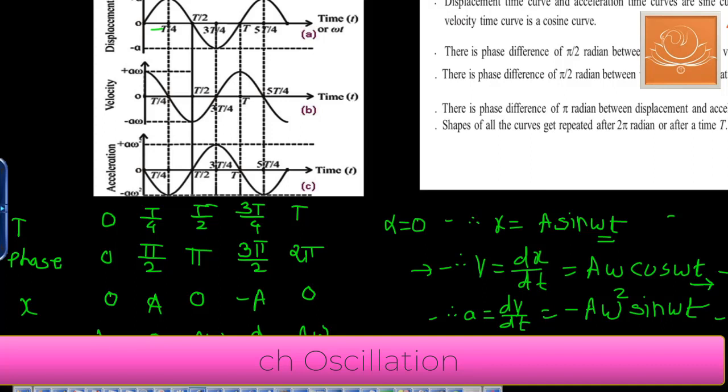Now lastly, acceleration. At 0 phase, acceleration is 0. At pi by 2 phase, acceleration is minus a omega square. Substitute the value of omega t equal to pi by 2: sine of pi by 2 equal to 1, and acceleration becomes minus a omega square. At phase pi, acceleration is again 0. At phase equal to 3 pi by 2, acceleration becomes plus a omega square.